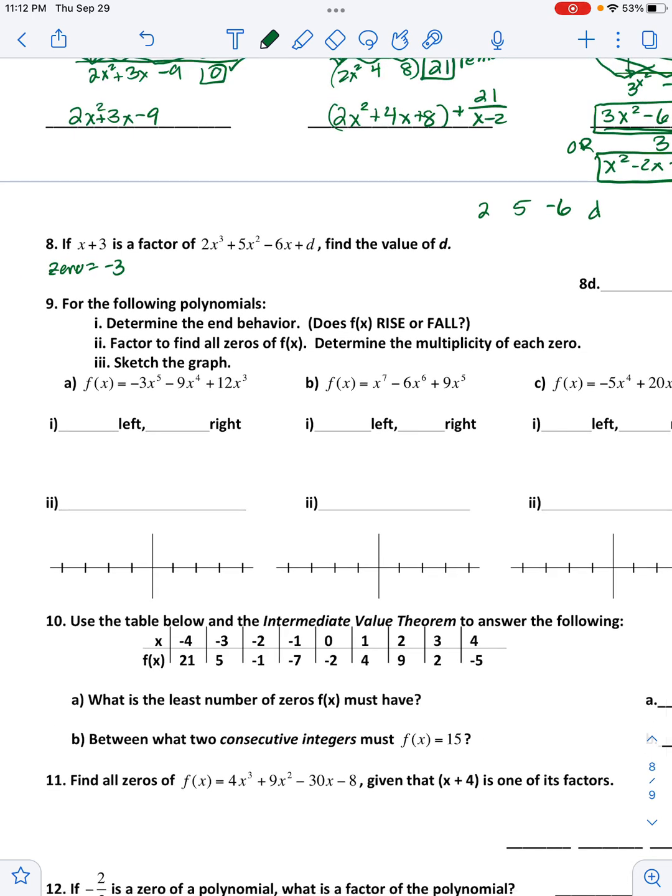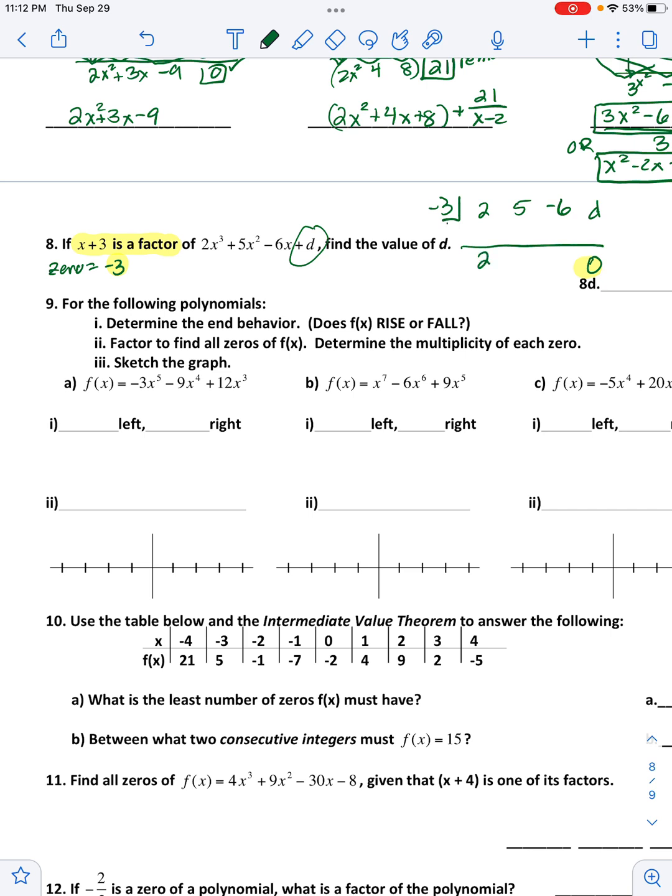Okay, so what I was saying is that we have to find the value of this constant, which goes at the end. And if x plus 3 is a factor, then when I plug in -3, my remainder should be 0. Think that through. If x plus 3 is a factor, then -3 is a 0, and that means there will be no remainder. So let's use our big brains to figure out what that would have to be.